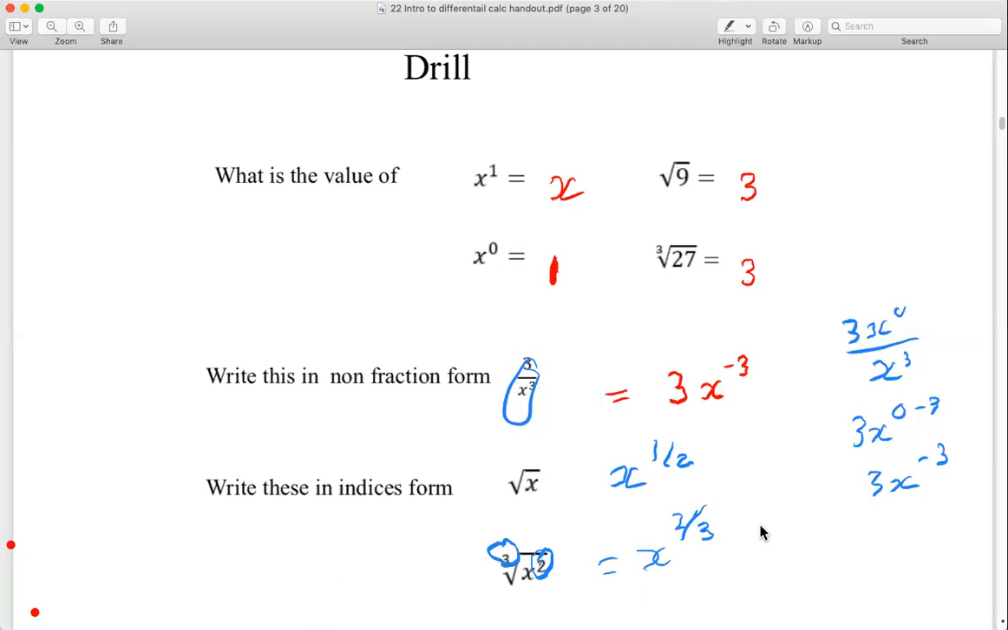So when we want to differentiate functions with those types of parts to them, we're going to have to change them into this indices form.